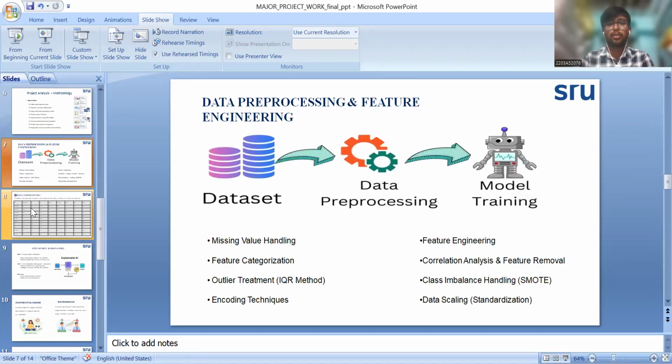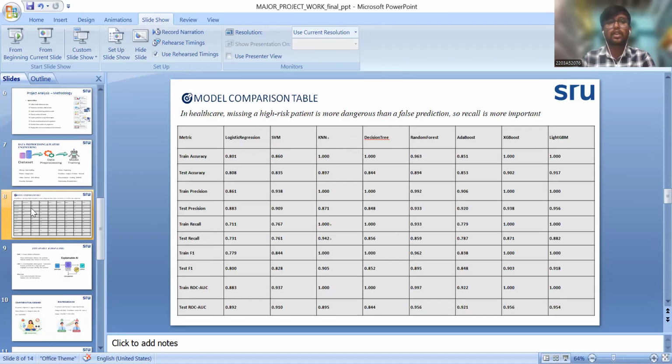Coming to pre-processing techniques and feature engineering, as part of data pre-processing, we have handled the missing values. We have done feature categorization, correlation analysis and feature removal, outlier treatment, class imbalance handling using the SMOTE technique, encoding technique, and data scaling, that is standardization. As I mentioned, we have used multiple machine learning models like logistic regression, support vector machines, KNN, decision tree, random forest, XGBoost, and LightGBM.